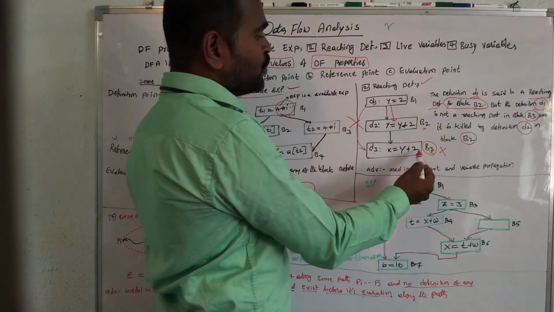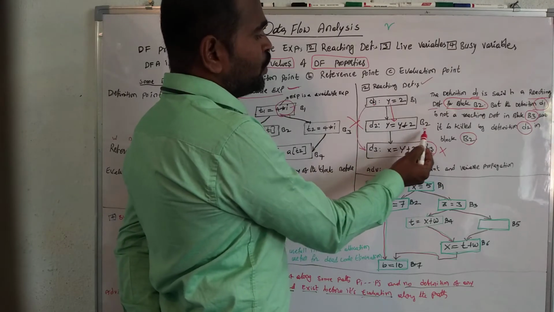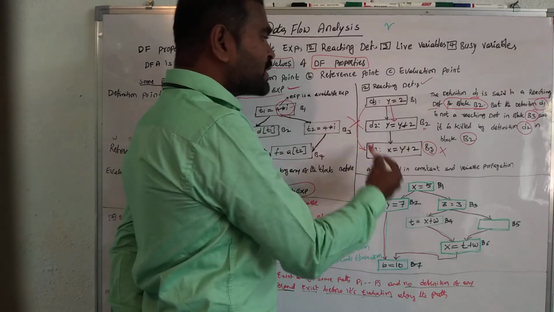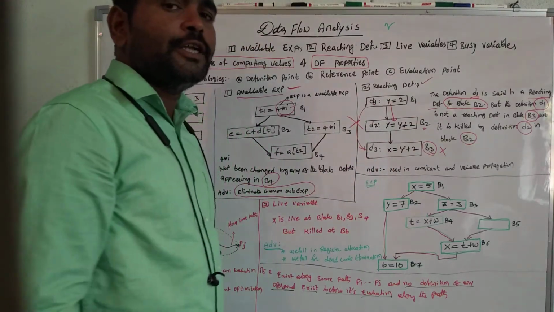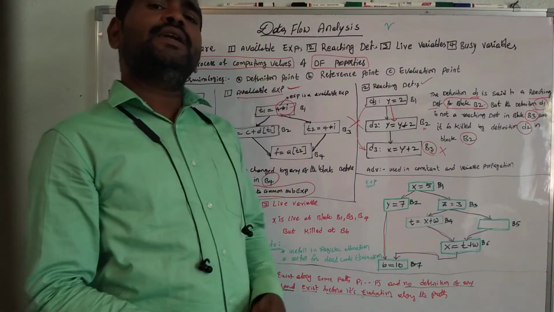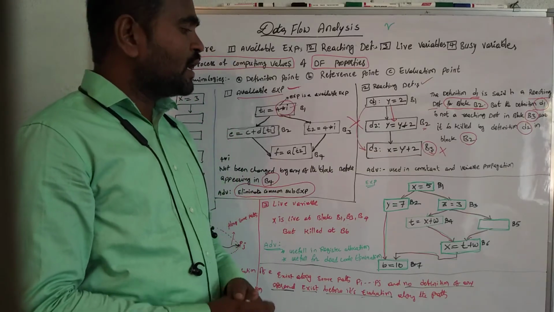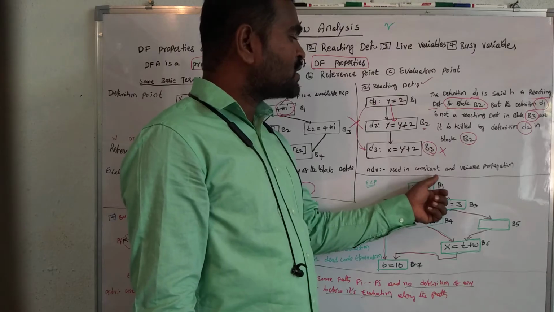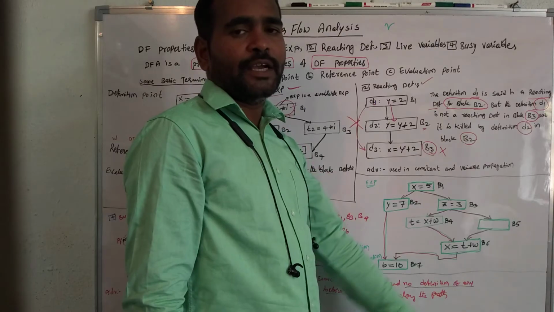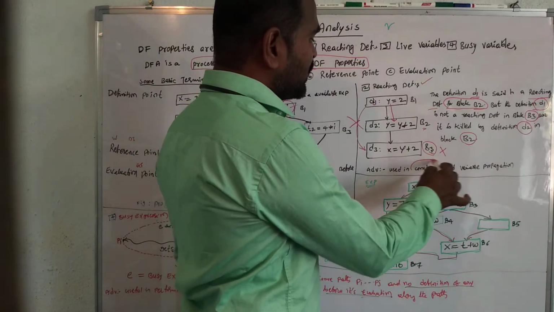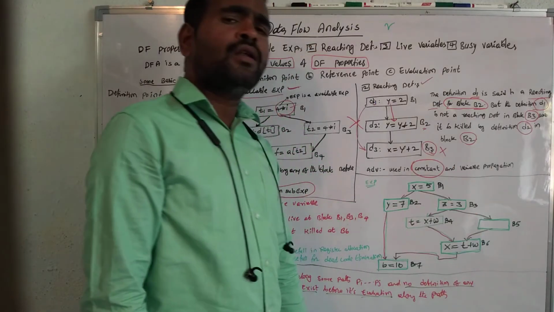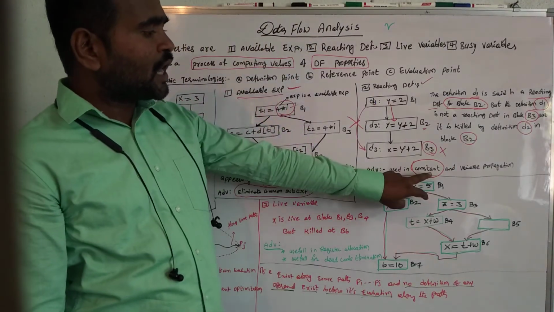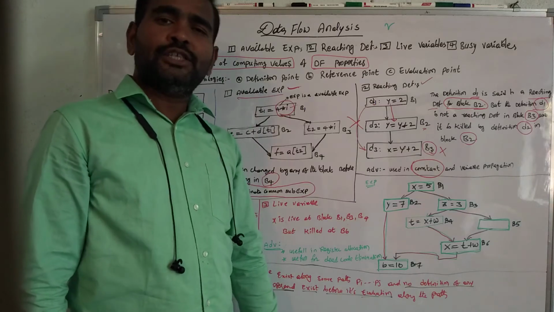It is not reaching to block B3. It is reaching to B2. These kind of expressions are called the reaching definitions. So what is the advantage of this particular reaching definition? It is nothing but that these kind of expressions are used in constant and variable propagations. So here we use the constant propagation. So that is the advantage of this particular reaching definitions.